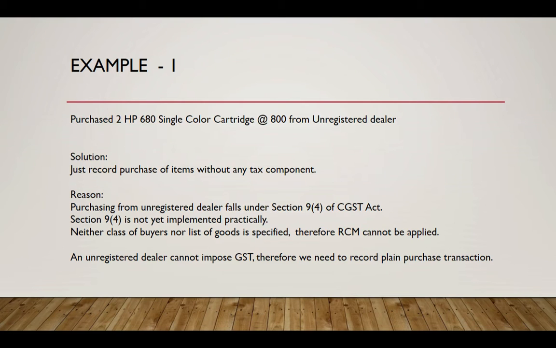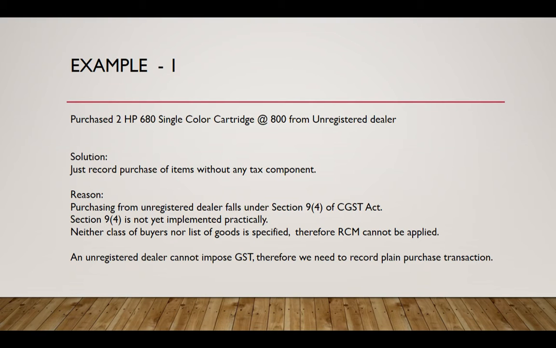In this video, I will show you how to record this entry, which is a purchase from an unregistered dealer. Over here, we are buying two cartridges for rupees 800 from an unregistered dealer. Since we know that purchase from an unregistered dealer falls under subsection 4 of section 9, and that section has not been implemented yet, right now we just need to record a plain purchase entry without any tax component.